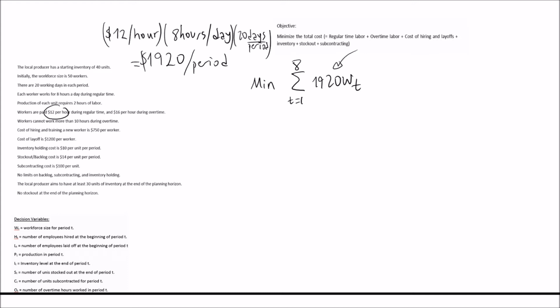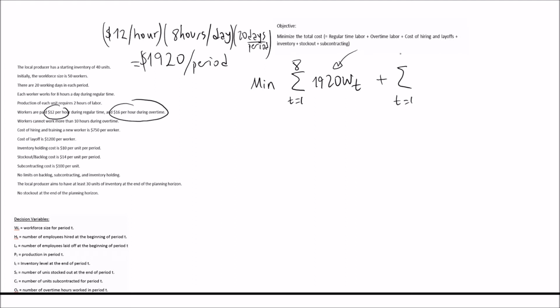So the open form of this is basically 1920 times W1 plus 1920 times W2 plus 1920 times W3 and so on. So summation notation is an easy way for here. So overtime labor. So how much do we pay for overtime hours? So we have, if you look at this data, overtime cost is $16 per hour.